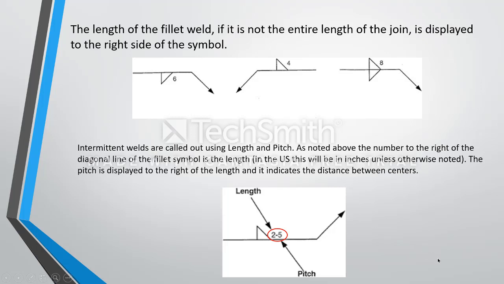Intermittent welds are called out using length and pitch. As noted above, the number to the right of the diagonal line of the fillet symbol is the length. In the US, this will be in inches unless otherwise noted. The pitch is displayed to the right of the length, and it indicates the distance between centers.